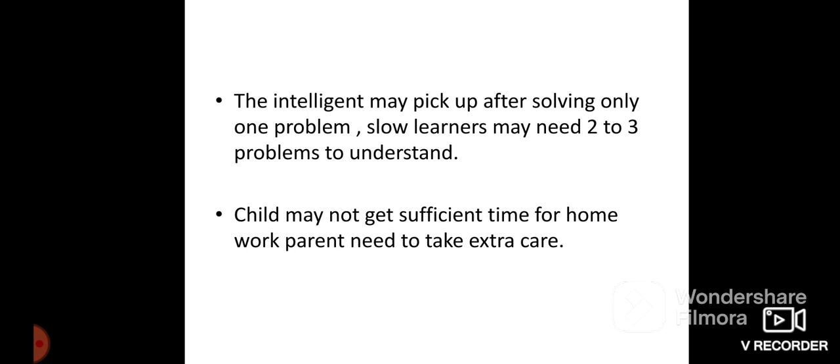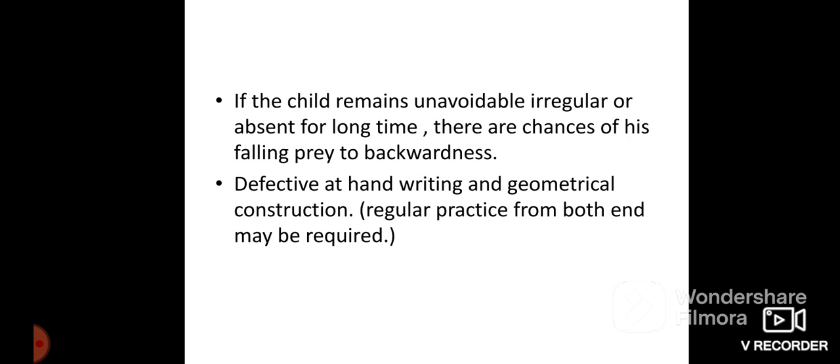And the child may not get sufficient time for homework. Parents need to take extra care of it. Sometimes the child has a difficulty at home and may not be able to work efficiently there, and may not practice each and everything that is taught in school. In this case, the parent needs to take extra care of that particular child. And if the child remains irregular or absent for a very long time, there are chances of his falling prey to backwardness. And defective handwriting and geometrical construction are also a matter of concern.